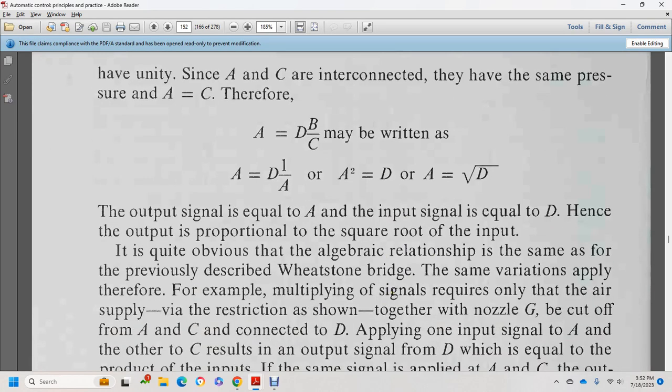The output signal is equal to A with the input signal equal to D, hence the output is proportional to the square root of the input. It is quite opposite for the algebraic relation, the same as the form previously described with the Wheatstone bridge.